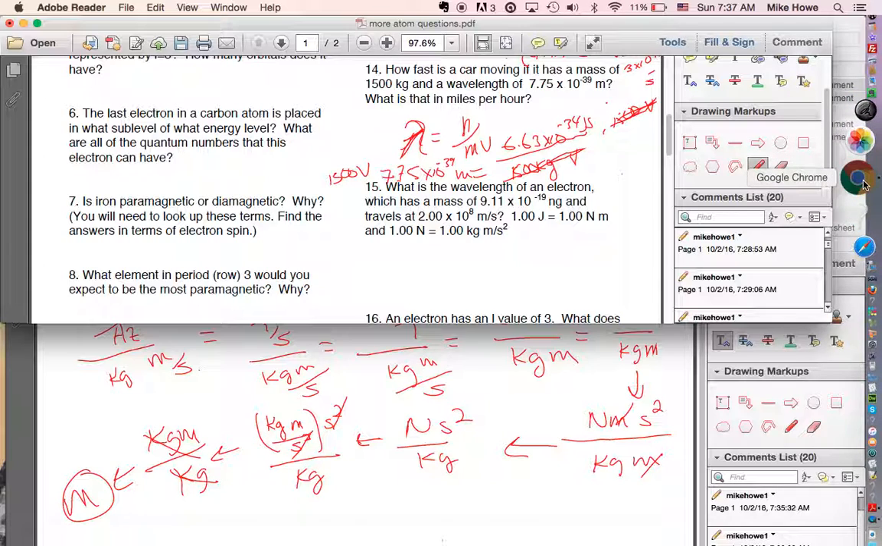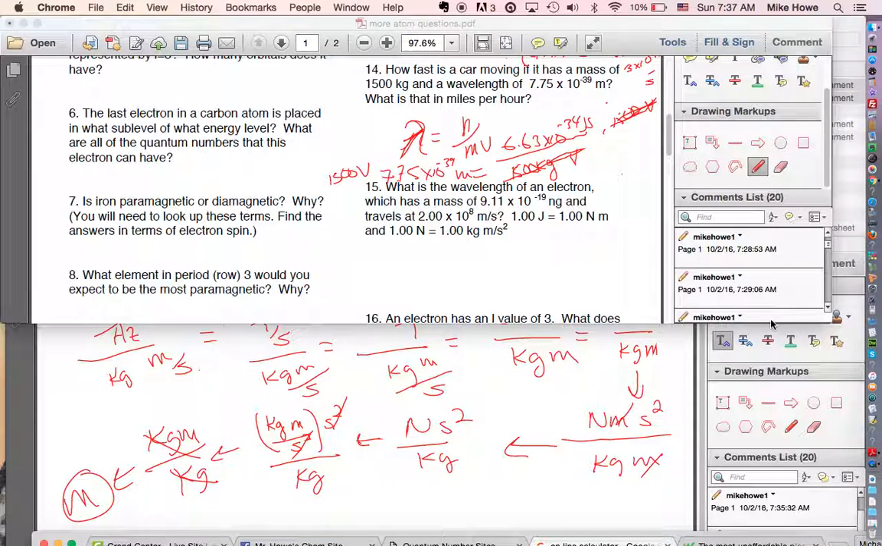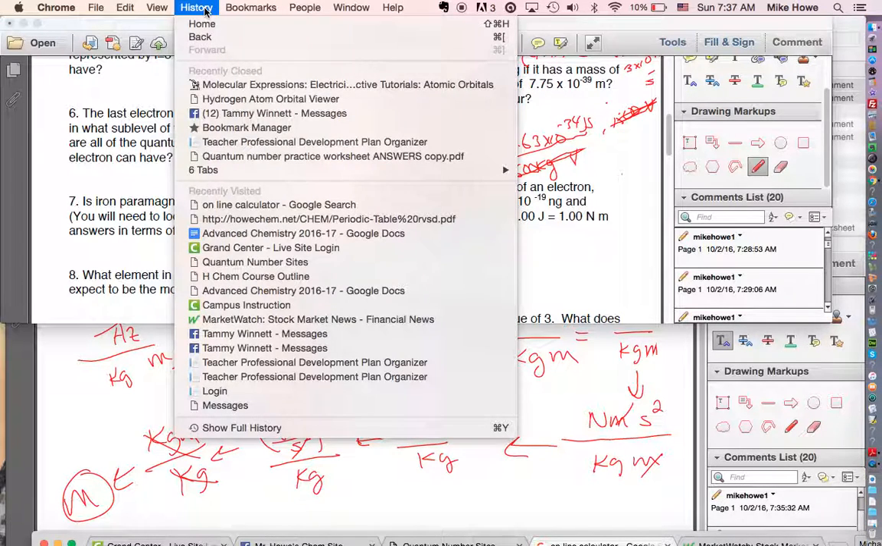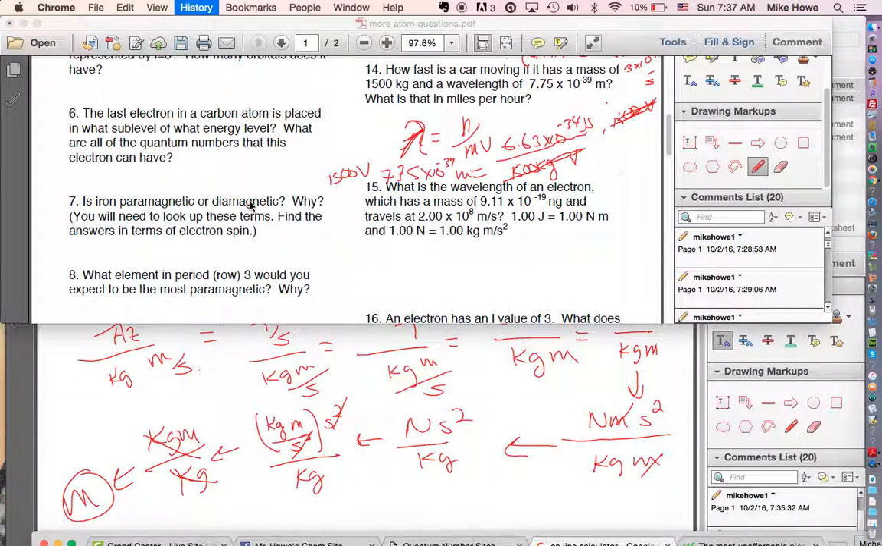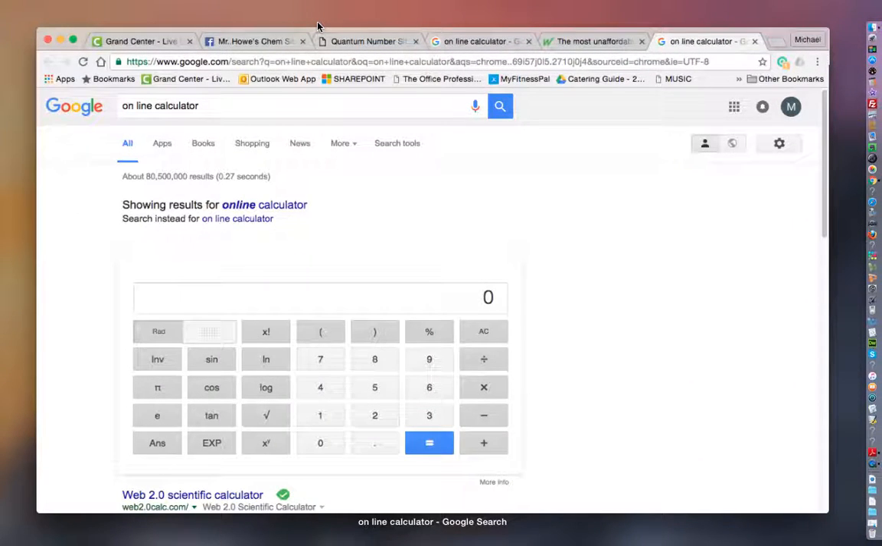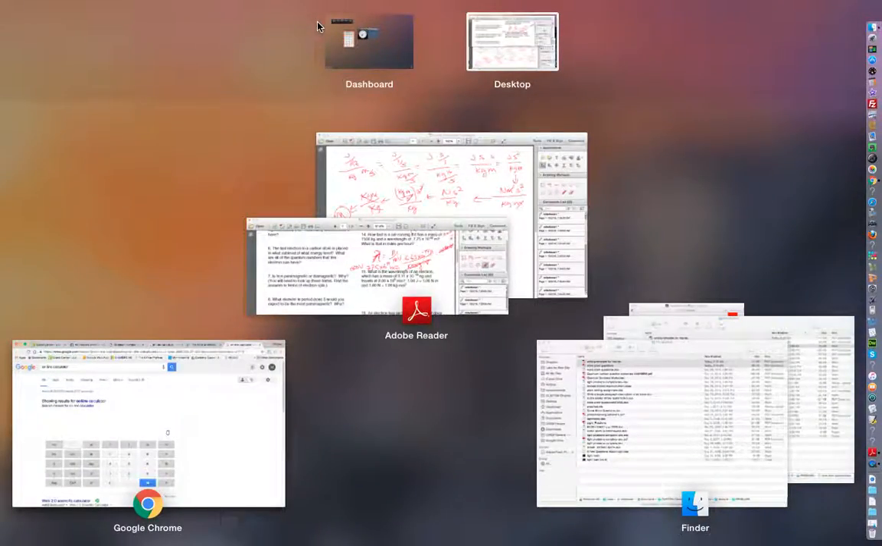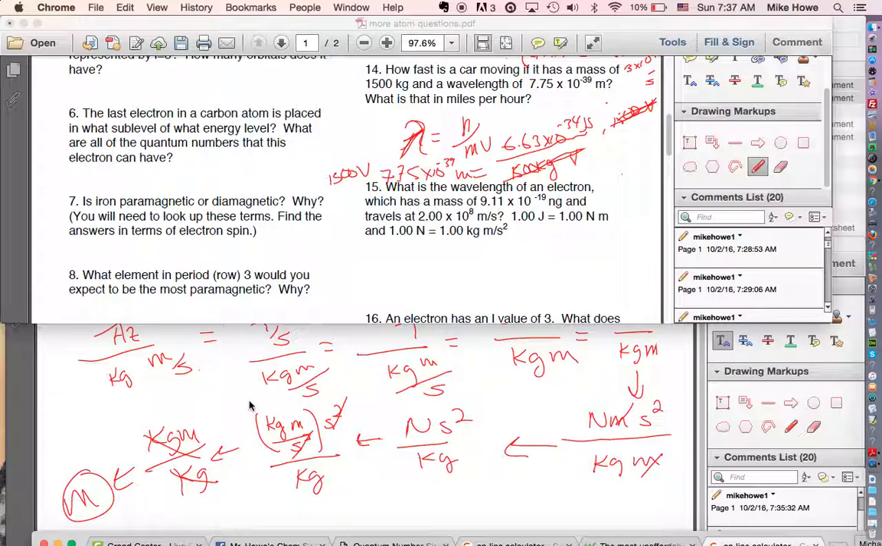I'm going to go back to my online calculator, which outperformed my Apple calculator, it looks like. Seems to be hiding on me. There it is. Oh, I put it down at the bottom of the page. That's why it's hiding on me. It was there all the time.